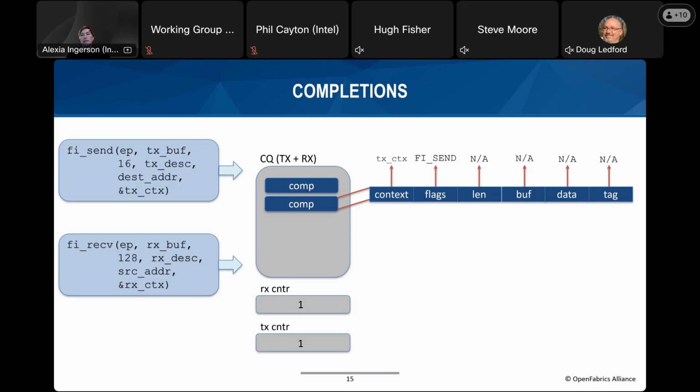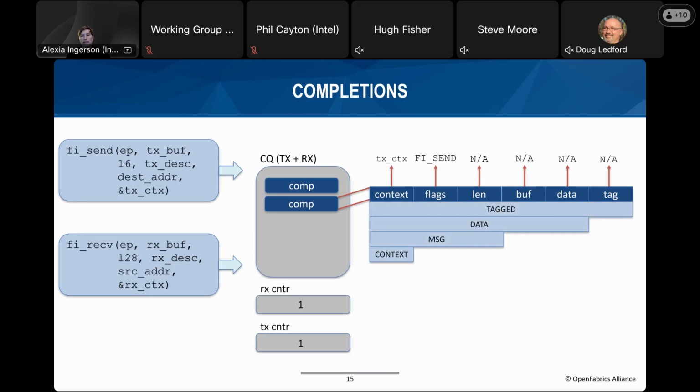Now you can see that for our use case, we don't need all of the completion fields. So it feels a bit silly to always save space for all these fields. So you can optimize some of them out if you don't need them. And this is done on CQ creation when you specify the CQ format.